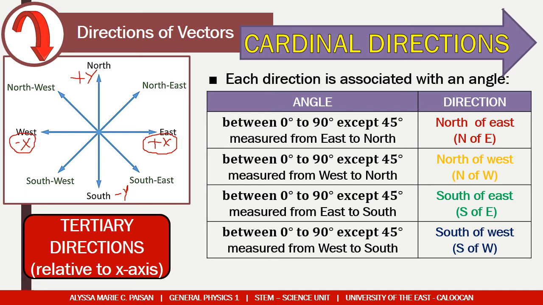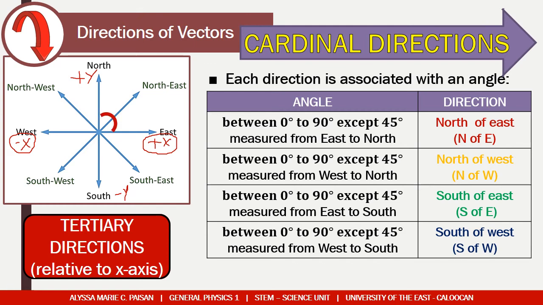Okay, let's proceed. When we say north of west, that's measured between 0 to 90, except 45, measured from west to north. If it's south of east, it's east to south. You start from east, you go to south, and then we have also south of west that is measured from west to south. I'm going to show you how the rotation or the movement of the angle should be. So be careful and attentive.